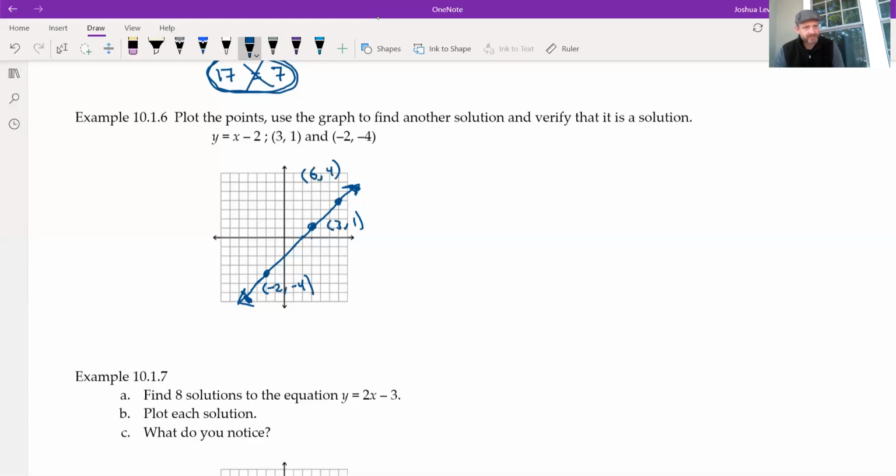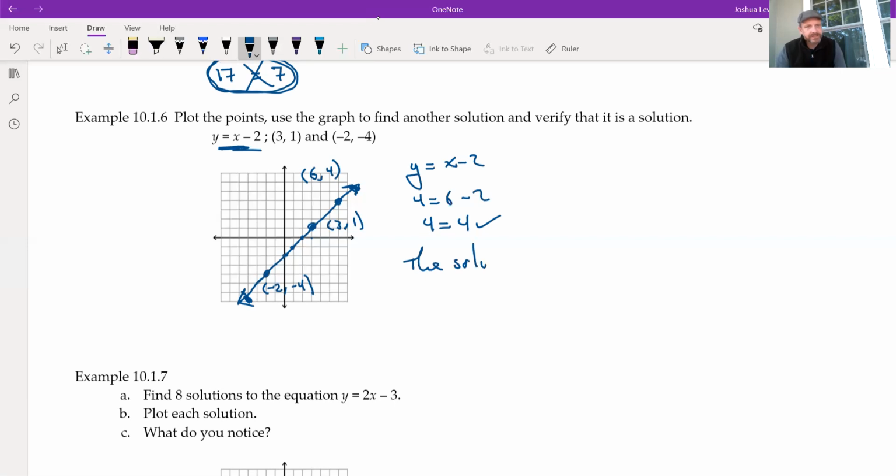And is that a solution to the equation y equals x minus 2? Well, let's check. y is 4, x is 6. What's 6 minus 2? Oh, it's 4. So 4 equals 4. All of these are solutions. If you look at (3, 1), if you subtract 2 from the x coordinate, do you get the y coordinate? Yeah. If you subtract 2 from -2, do you get -4? Yeah. So what's interesting is that really all the solutions to this equation form a line.